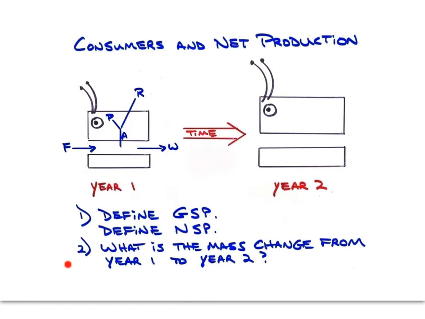I'll answer these questions here with this diagram. GSP is F minus W, or A. NSP is A minus R, or P. The input, GSP, is greater than the output, R, so that the animal grows from year 1 to year 2, as can be seen in this diagram. In other words, NSP is positive. The mass change from year 1 to year 2, calculated by subtracting the mass at year 1 from the mass at year 2, is NSP.